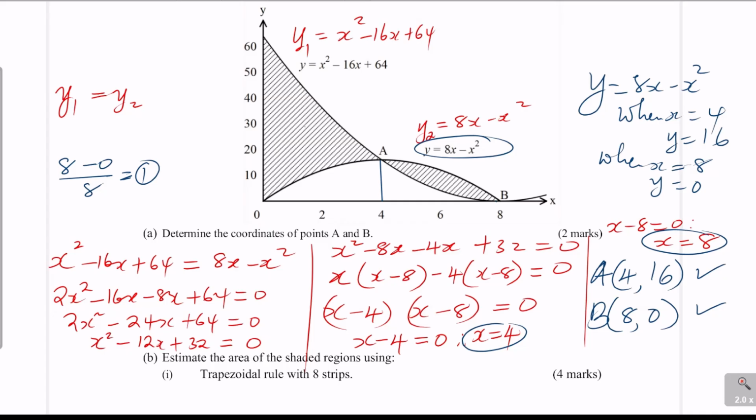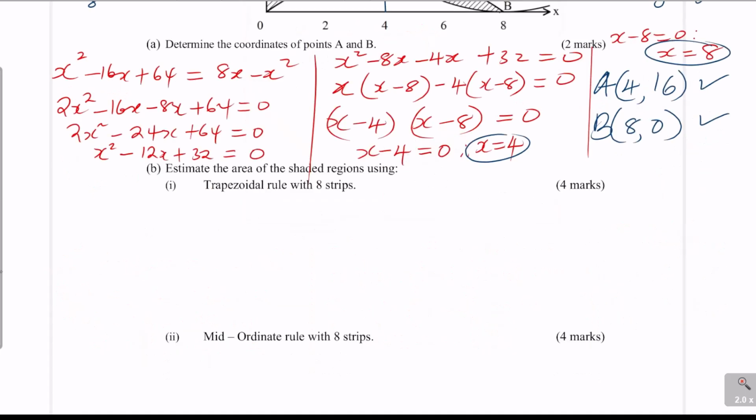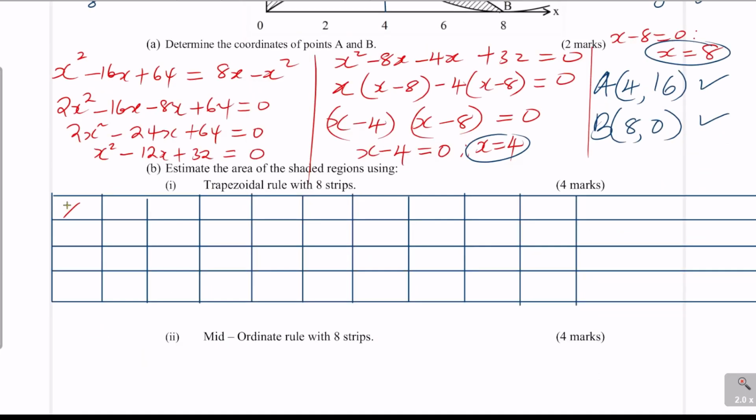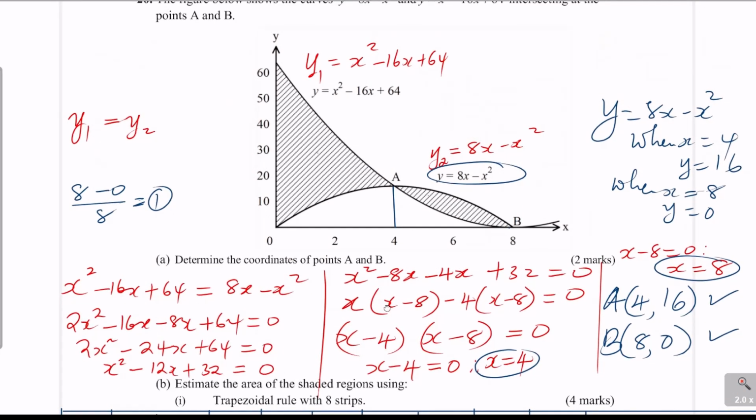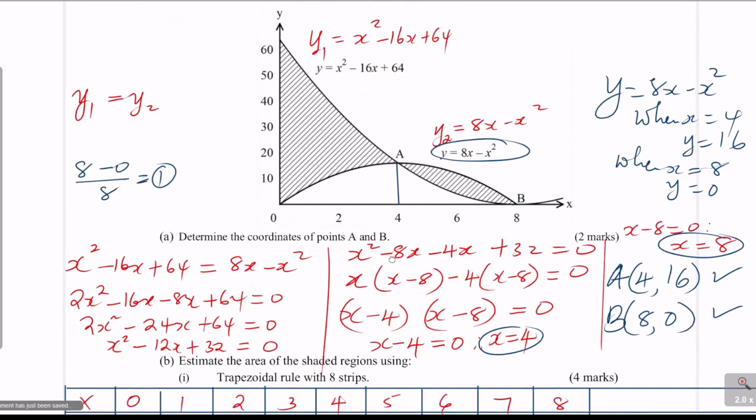But first of all, you're going to create the table from 0, having the values and the interval, with 8 strips, 0 to 8. And then we fill in the values first. So let me create the table very fast. We shall have x from 0, intervals of 1, 2, 3, 4, 5, 6, 7, and 8. Then y1, the function y1 is x² - 16x + 64.